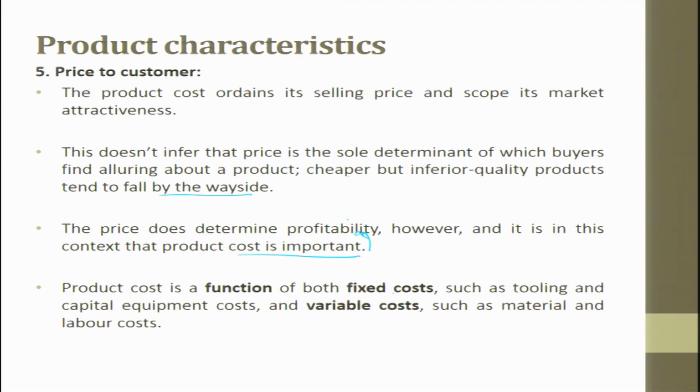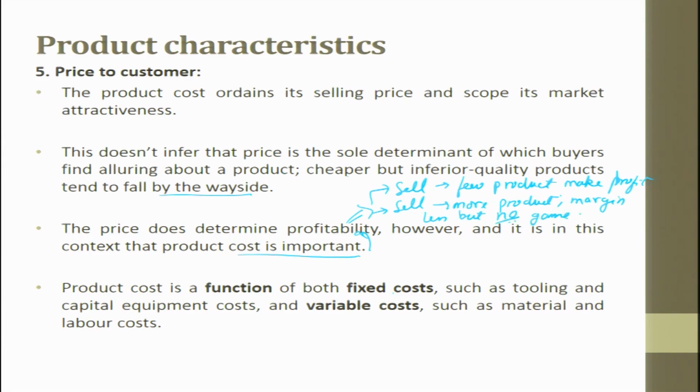There are two ways of gaining popularity. One is to sell few products, make business, make profit. You decide. Next is to sell more products where the profit margin is less, but the number game makes it. So, you can decide how you want to make your profitability.